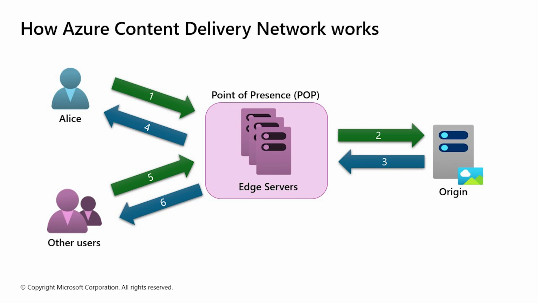Additional users can then request the same file by using the same URL that Alice used. And we all know who the next user will be after Alice, right? Bob. If the time to live for the file hasn't expired, the POP edge server returns the file directly from the cache.